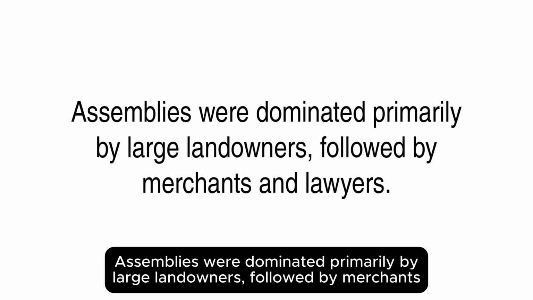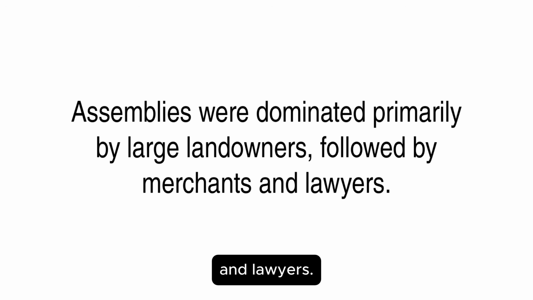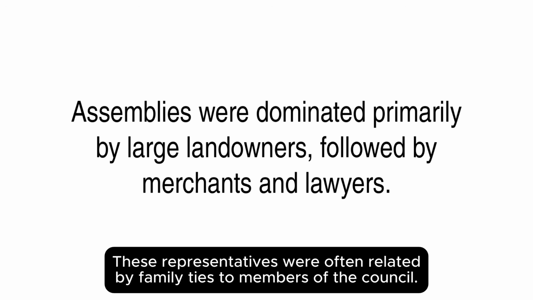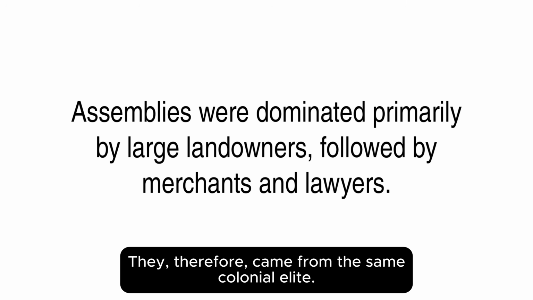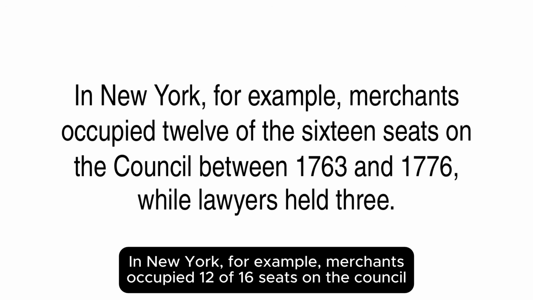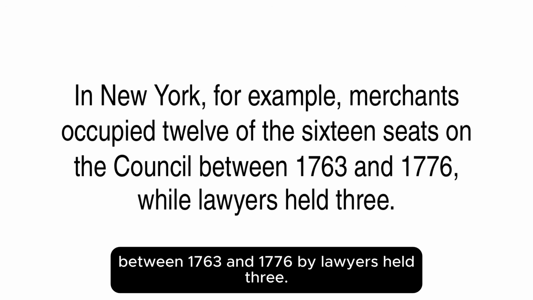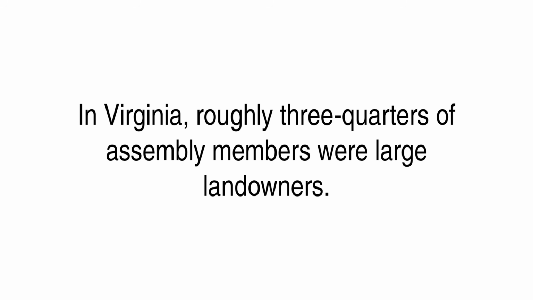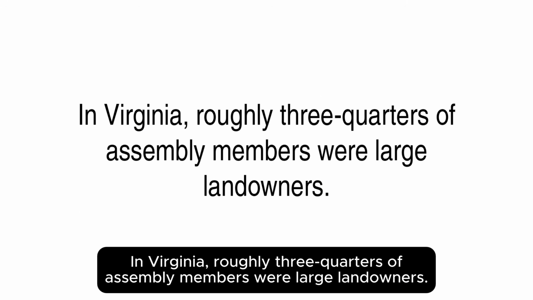Assemblies were dominated primarily by large landowners, followed by merchants and lawyers. These representatives were often related by family ties to members of the council. They therefore came from the same colonial elite. In New York, for example, merchants occupied 12 of 16 seats on the council between 1763 and 1776, while lawyers held 3. In Virginia, roughly 3/4 of assembly members were large landowners.